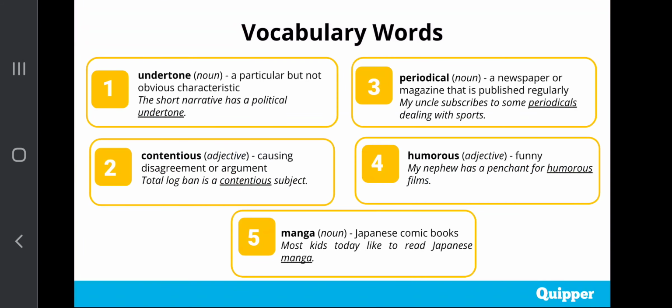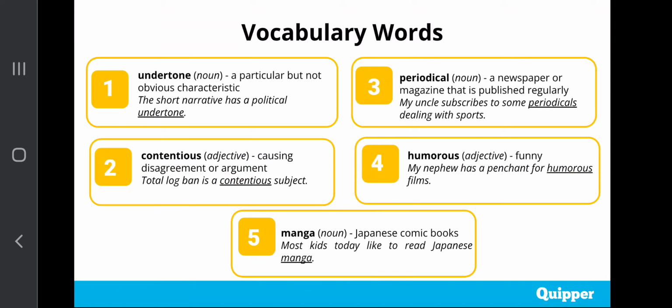Now, in this lesson, class, we are going to be encountering these vocabulary words that may seem to be quite unfamiliar. So let's try to decode them one by one. First, we have undertone. Undertone is a noun which means a particular but not obvious characteristic. Example, the short narrative has a political undertone. Contentious. Contentious is an adjective which means causing disagreement or argument. Example, total log ban is a contentious subject.